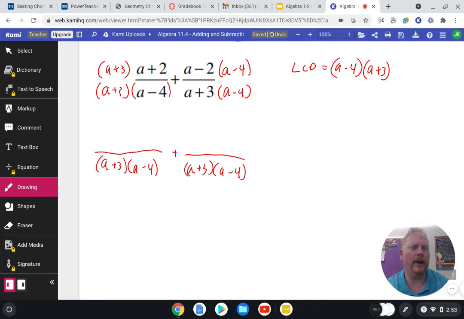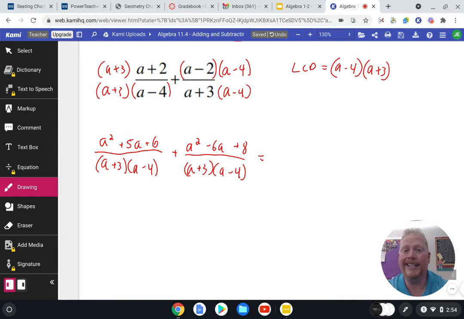Now, since the denominators don't change, they stay the exact same, there's no need to FOIL those together. However, our two numerators, we're going to want to FOIL those together so that we can possibly add the two numerators together. So don't FOIL the denominators, but do FOIL the numerators. For the sake of time, I'm not going to show how you FOIL it together. I'm just going to write down the answer. That's going to be a squared plus 5a plus 6. I also need to FOIL together a minus 2 times a minus 4, and that will be a squared minus 6a plus 8.